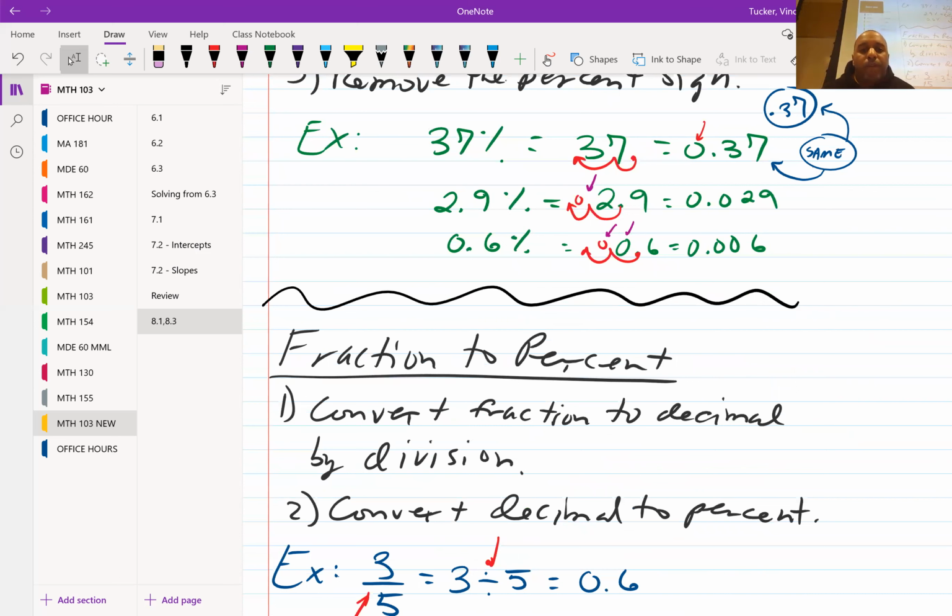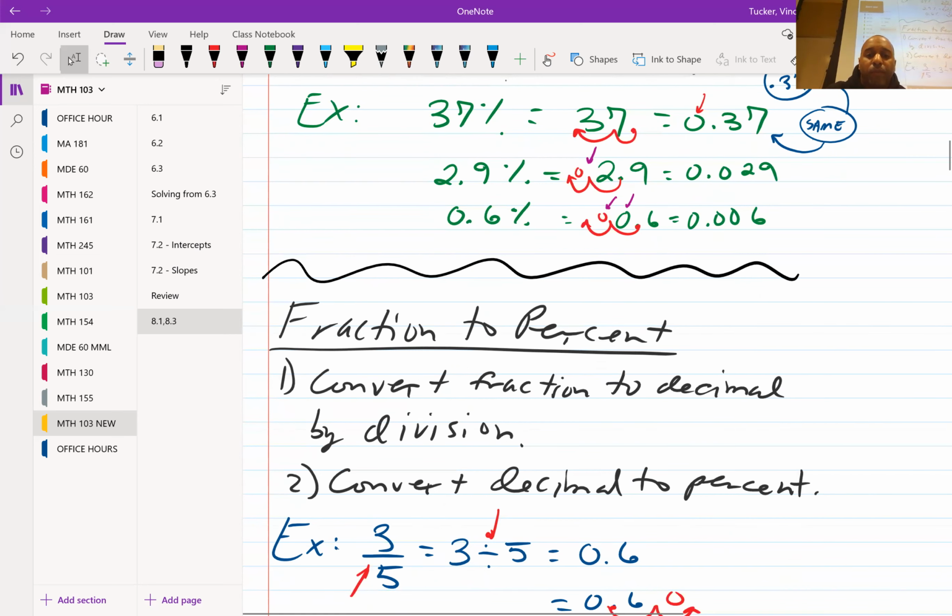All right. Next one, fraction to percent. So we convert the fraction to a decimal by division. Basically it's just divide. And then once you have your decimal, convert that decimal to percent like we just previously talked about.